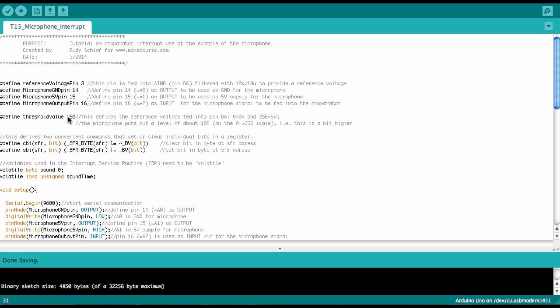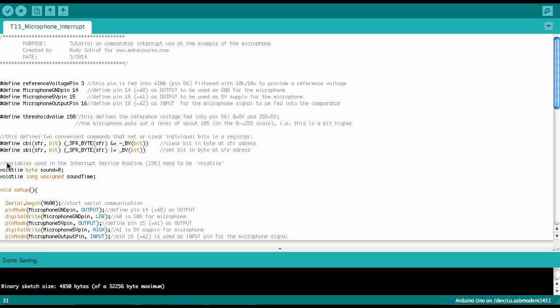So when we have a sound event, the microphone level will go higher than 105, and at a certain level of sound it will exceed 150, and that will then trigger the interrupt service routine. Here we define two convenient commands: CBI, clear bit, and SBI, set bit. If we want to deal with these registers for the comparator interrupt, we write the register name in here and the bit name in here, and then we can clear or set these bits, set them to 0 or to 1.